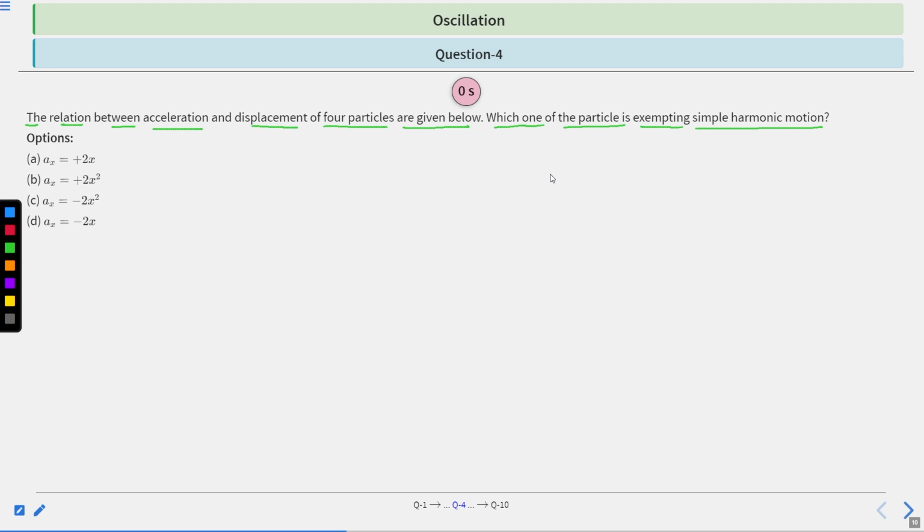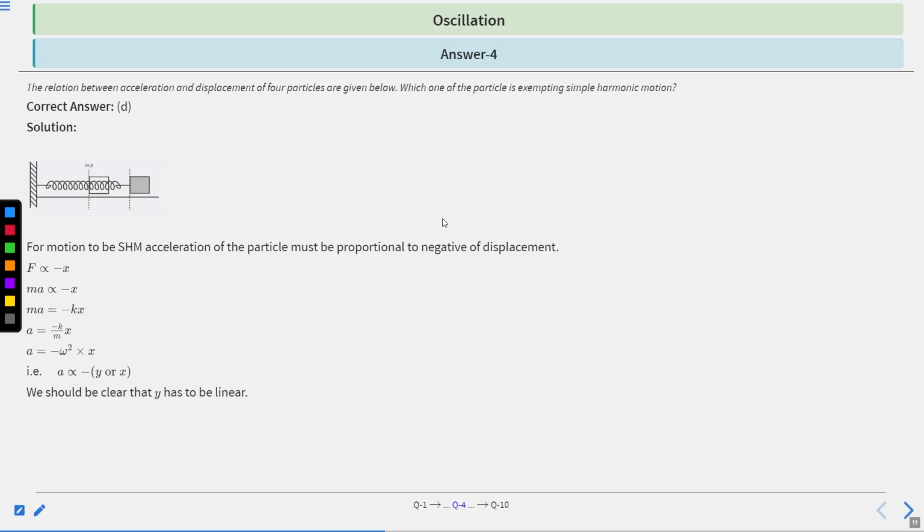Let's find a solution. According to the question, the acceleration and displacement for particles are given below. Which one of the particles exhibits simple harmonic motion? Here the question asks about simple harmonic motion.